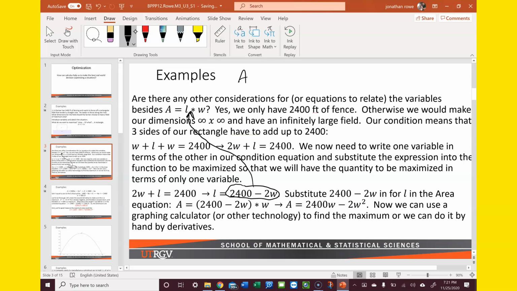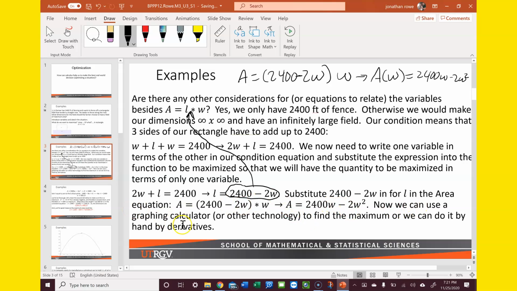So now A equals length, which I'm just going to call 2400 minus 2w, times the width, which is just w again. Simplify that, and we have area as a function of the width is equal to 2400w minus 2w squared. That is my area function as a function of just one variable, just the width.